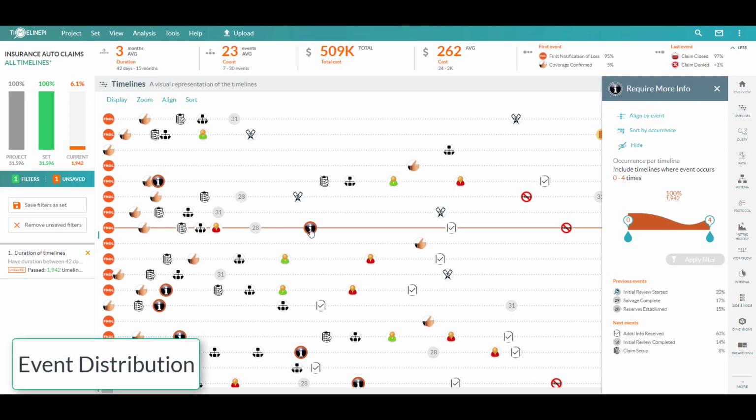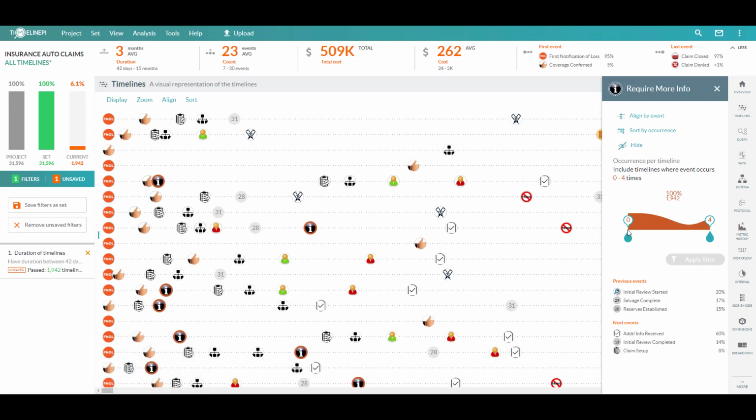So by clicking on this event, what I can get an idea of is how commonly or how often this event is occurring as a part of these timelines. And we can see this histogram shows us that this requirement for more information could happen anywhere between 0 and 4 times. So we could have this happening 4 different times as part of any claim. We've also got stats relative to what's happened most commonly previous and post this event. So in case there's anything that shows a possible correlation for what's triggering it or what's happening downstream.